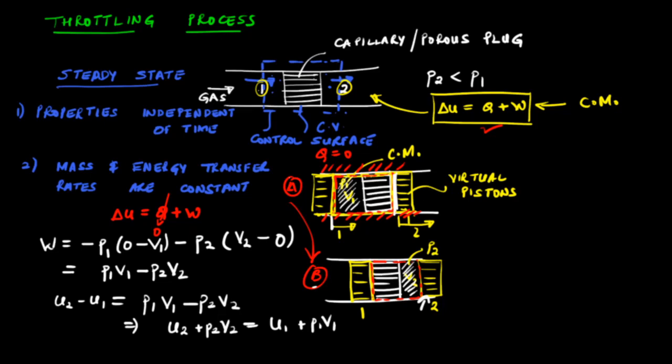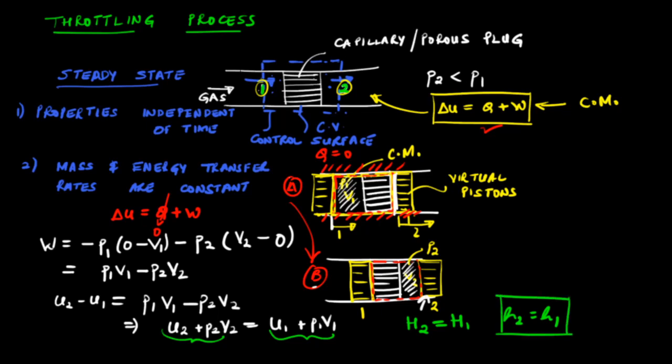We already know that this quantity U plus PV, on the left and the right hand side, is the enthalpy. So we can simply say H2 is equal to H1. Or alternatively, we can write in terms of the specific enthalpies, because we have a gas of fixed mass, so we have the specific enthalpy at the inlet 1 and outlet 2 is equal. So this is what we get.